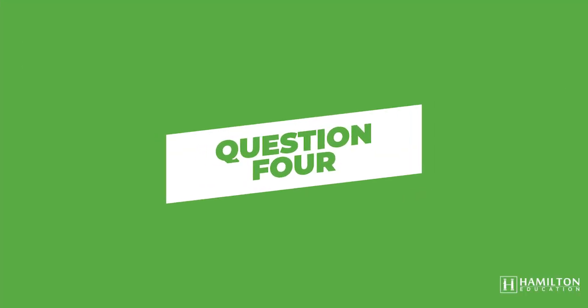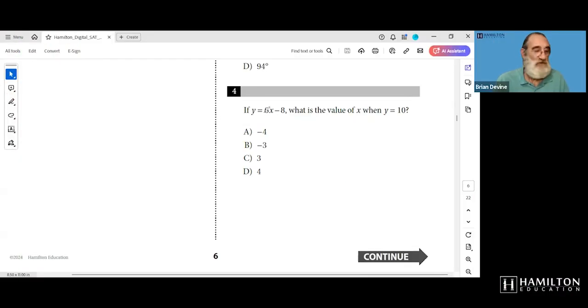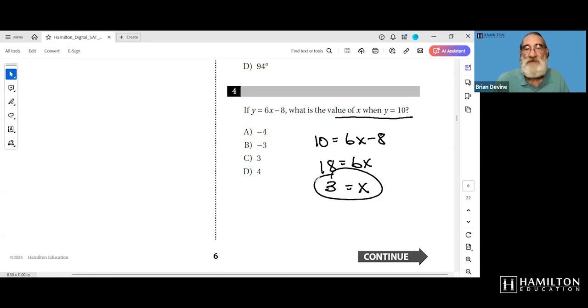Question 4. If y equals 6x minus 8, what's the value of x when y is 10? So 10 equals 6x minus 8. Add 8 to both sides. 18 would equal 6x. Divide both sides by 6, and x would have to be positive 3. So C is the correct answer.